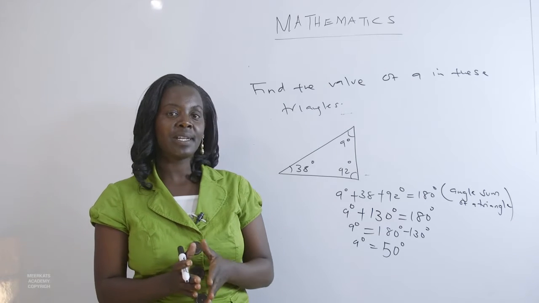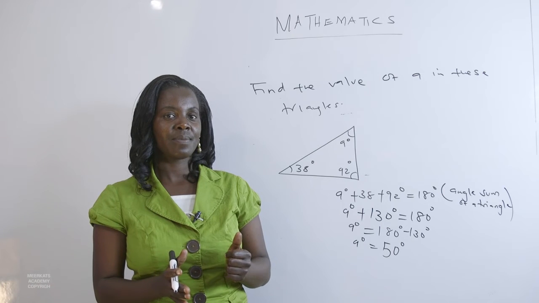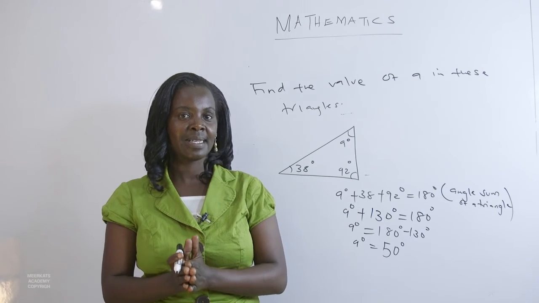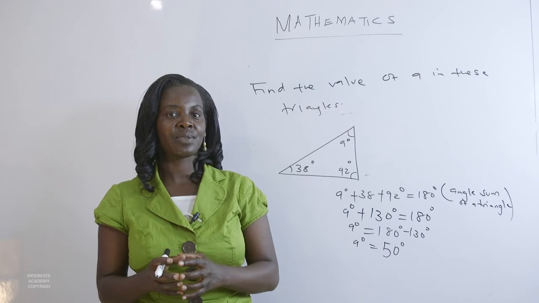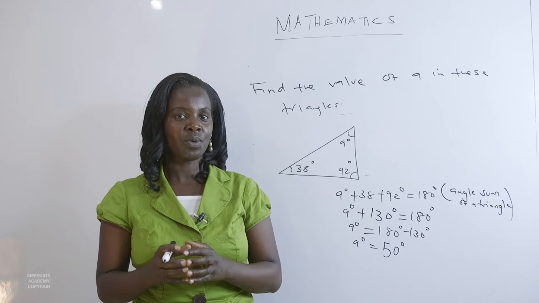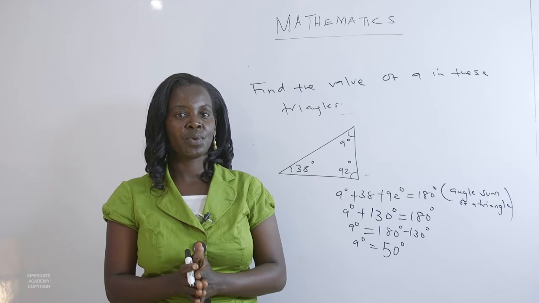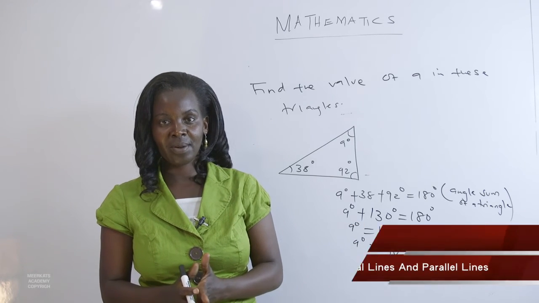Then we have also gone ahead to look at the triangle, and we have learned that the angle sum of a triangle is equal to 180 degrees. In other words, all the three interior angles of a triangle add up to 180 degrees. So now the next lesson, we'll continue to look at more examples on the triangle.